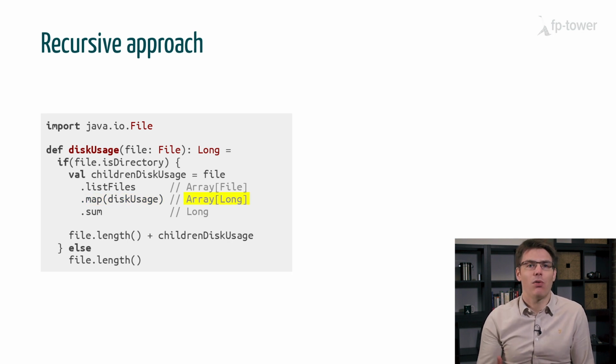So to calculate that, we iterate over all the children and call disk usage recursively on each one of them. This gives us an array of longs because the method listFiles returns an array and disk usage returns a long. Finally, we sum up the entire array using the method sum from array. Nice and concise, isn't it?